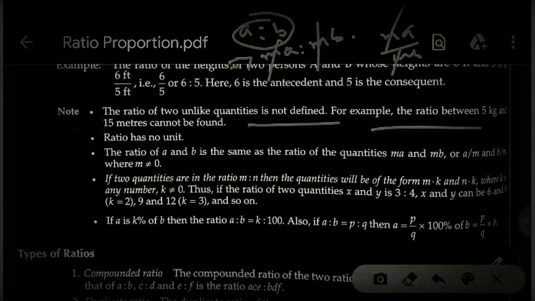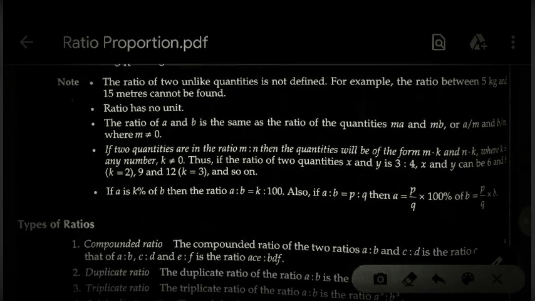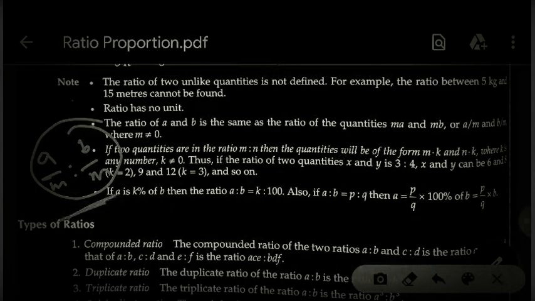This kind of thing is not so important here. So these are the properties, and similarly A by M is to B by M is also a ratio we can imply from A is to B.